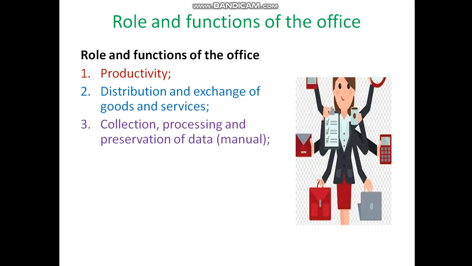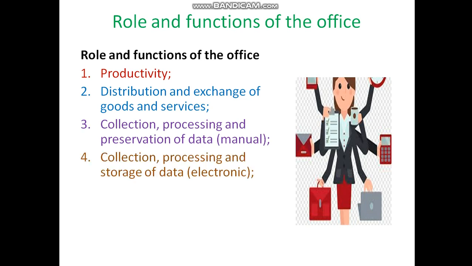Collection, processing, and preservation of data manual. Collection, processing, and storage of data electronic. So basically, the office needs to collect, which is gather information, process the information, and preserve the information, which is keeping the information or storing it. And this can either be done manually or electronically. Manually is where they use files and they write and they store the information in filing cabinets or cupboards. And electronically is where they store it as soft copy within the computer memory or a storage device.